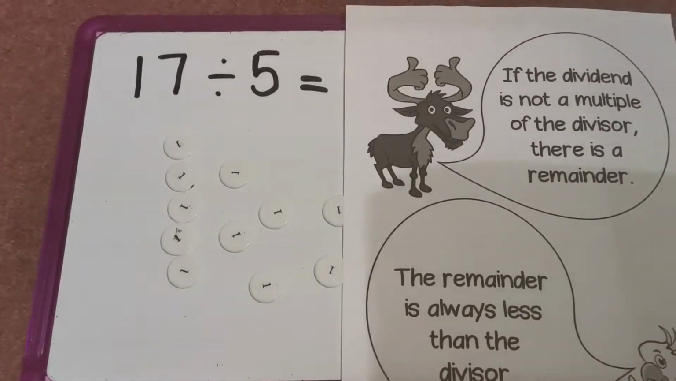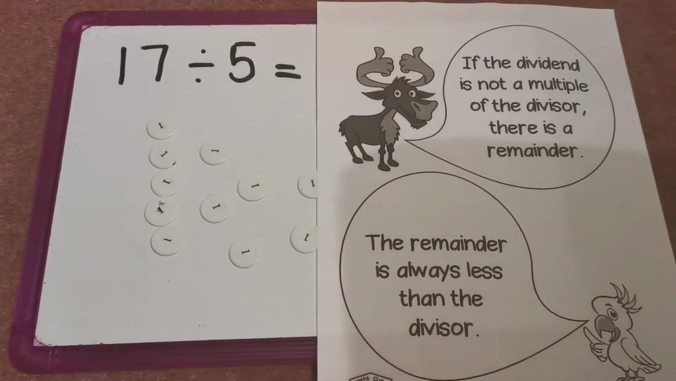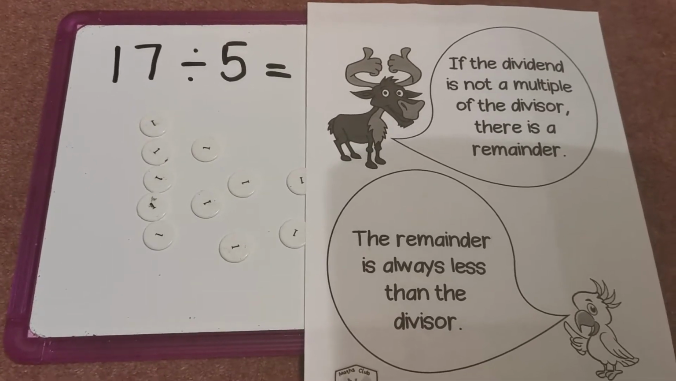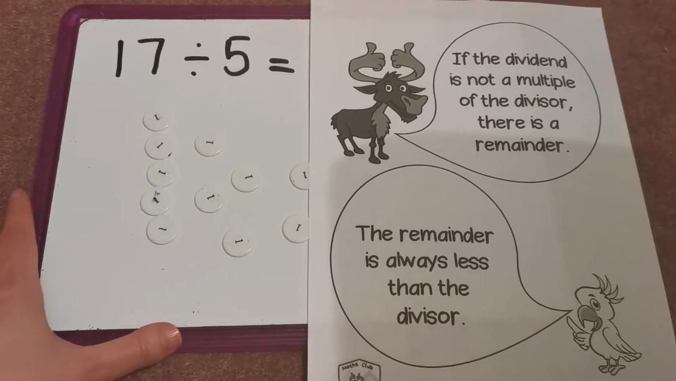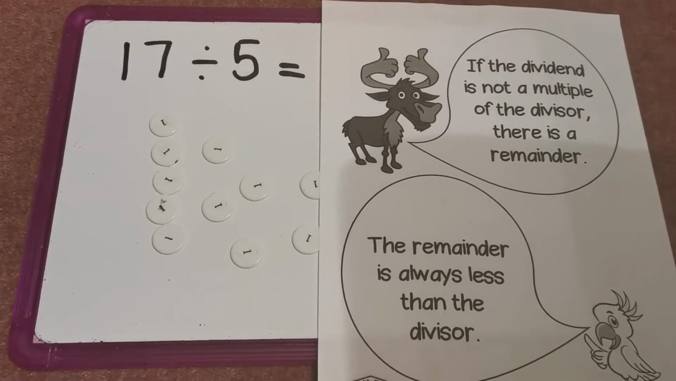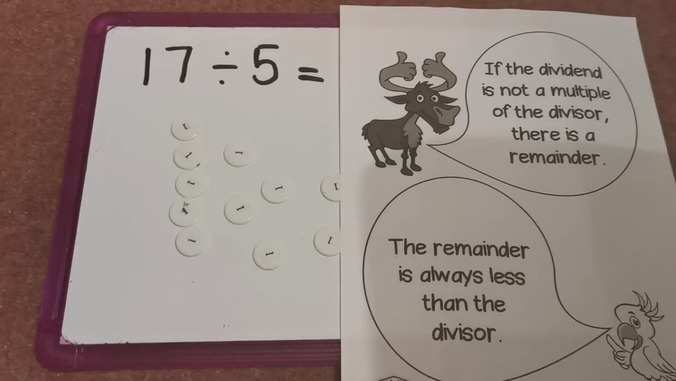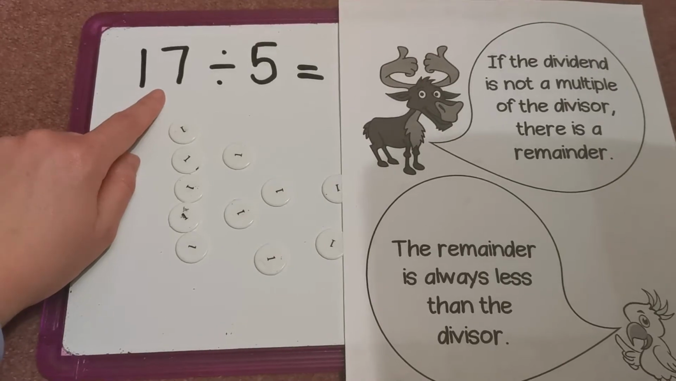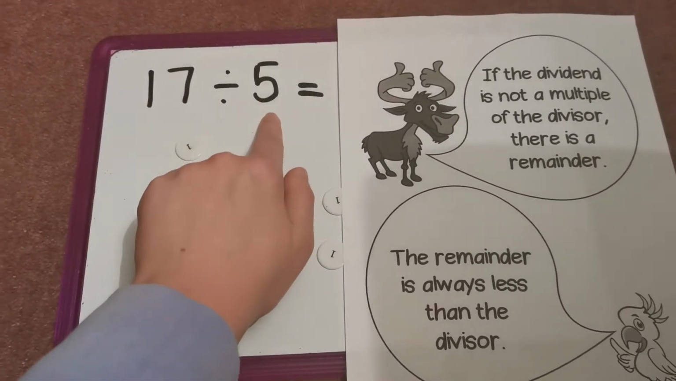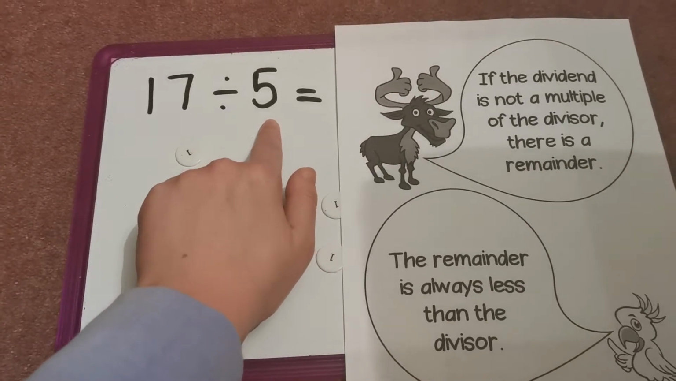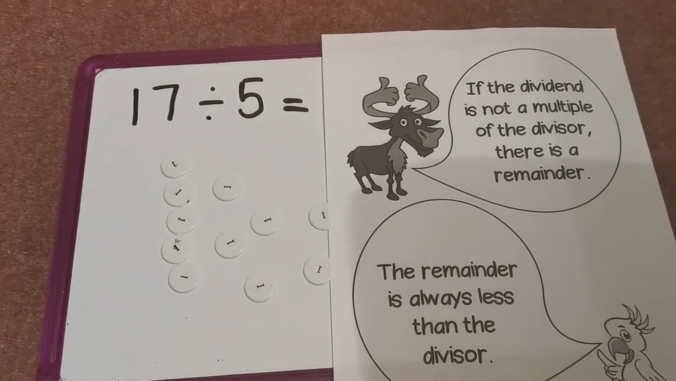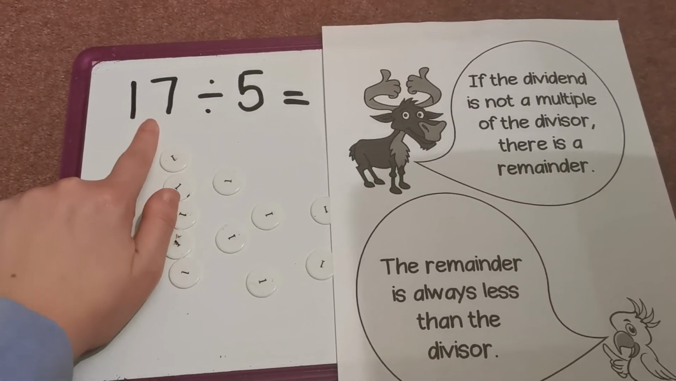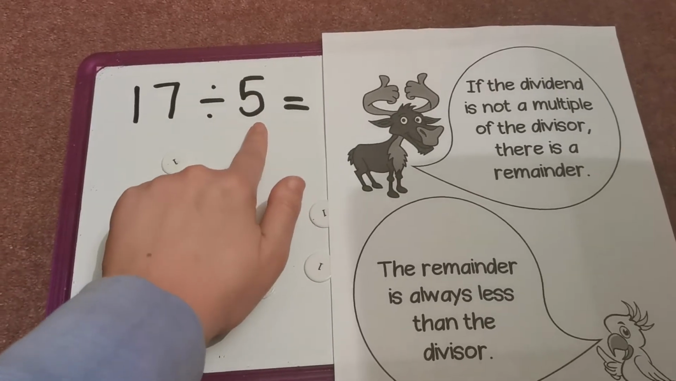Before we start, we're going to have a look at 2 handy hints that Coco and Colin have told us that might help us with our learning today. Colin says, if a dividend is not a multiple of the divisor, there is a remainder. If you look at this calculation, 17 divided by 5, the starting number is what we call the dividend, and we're dividing by 5, and 5 is our divisor today. Then there will be a remainder if the starting number, the dividend, is not a multiple of the divisor.